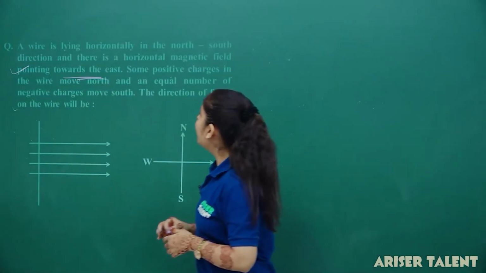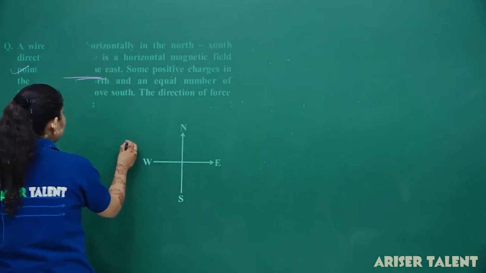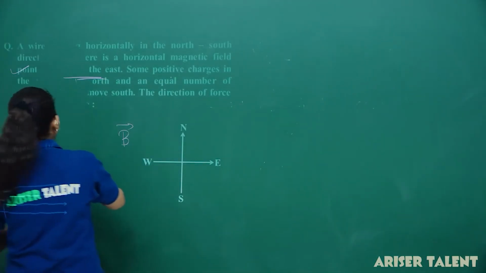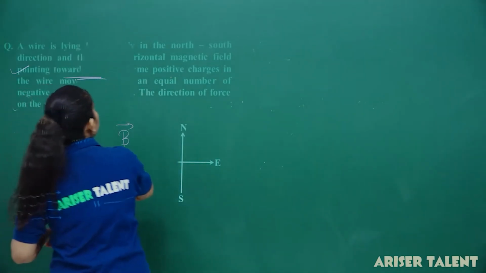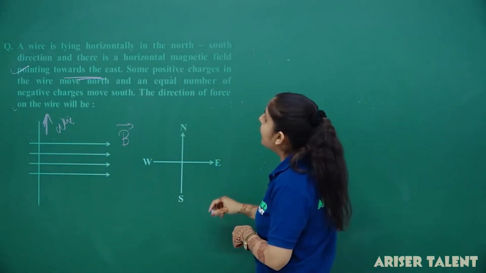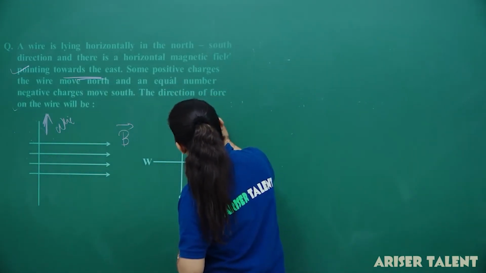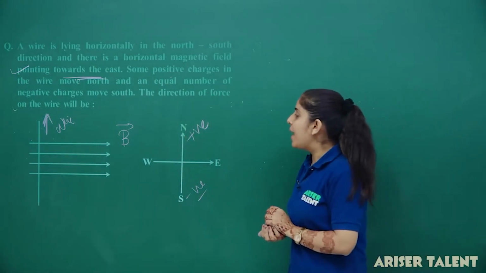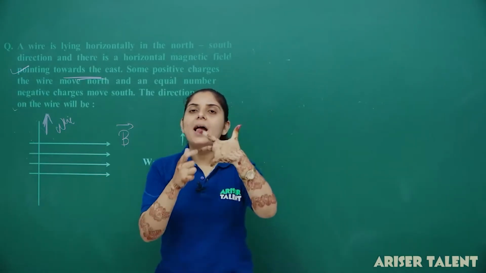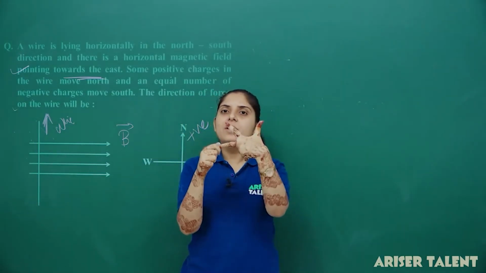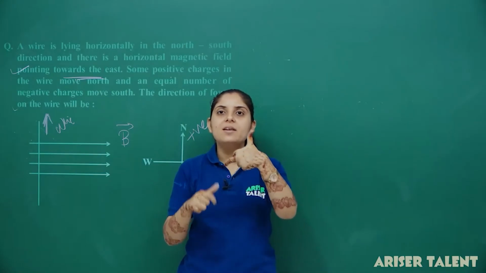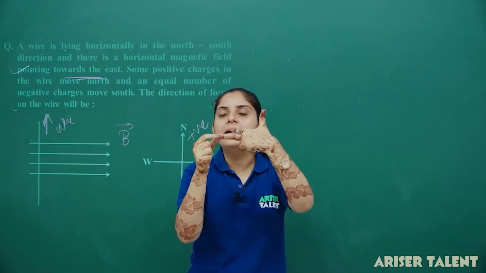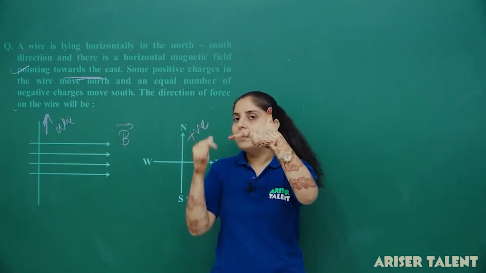So we have to identify the direction of force in this question. These are our magnetic field lines, and this is the wire. We have seen that an equal amount of positive and negative charge is flowing in this wire. So this will be our positive charge and this will be our negative charge. If I apply Fleming's left hand rule here, I have to keep all these fingers mutually perpendicular to each other. The thumb will give me the direction of force, the forefinger will give me the direction of current, and this finger gives me the direction of field.